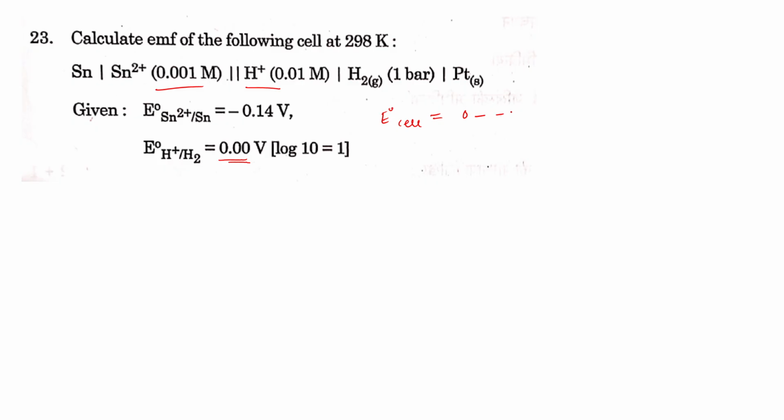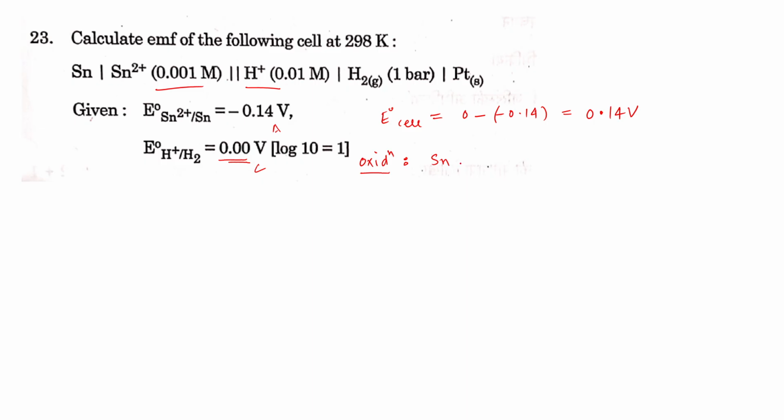So either we can write minus 0.14 or directly we can write it as plus. So E cell is going to be plus 0.14 volt. Now, while solving any question from Nernst equation, the thing is we should write the oxidation and reduction reactions. Since hydrogen is having better reducing tendency, it is going to be the cathode and this will be the anode.